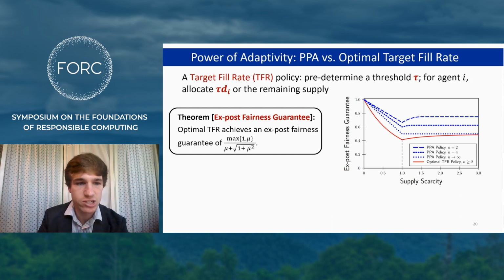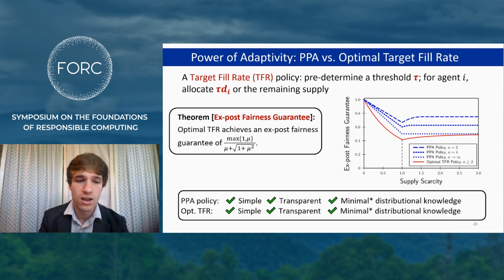We're able to exactly characterize the ex post fairness guarantee achievable by the optimal target fill rate policy using a somewhat surprising connection to a monopoly pricing problem. Now, TFR policies do satisfy some of the many desirable properties that our PPA policy satisfies. They're simple, they're transparent, and they also require minimal distribution knowledge. Here, they just need the full joint distribution as opposed to individual demand information. But because they perform worse than our PPA policy, we want to advocate for this adaptive PPA approach.